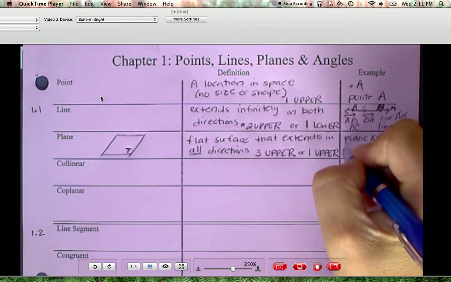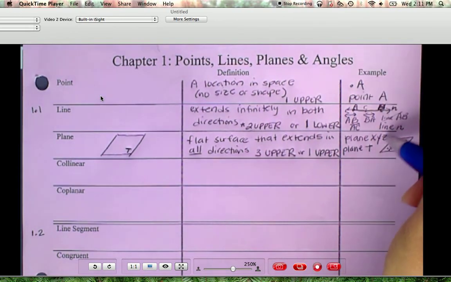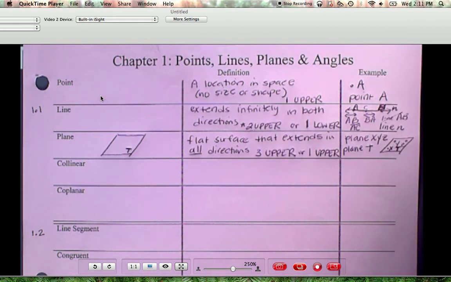So we could also call this plane T. Now the order of these letters X, Y, Z does not matter. It can be in whatever order you want. So this could be plane YXZ, it could be plane ZYX, any order you want, any 3 points on that plane.